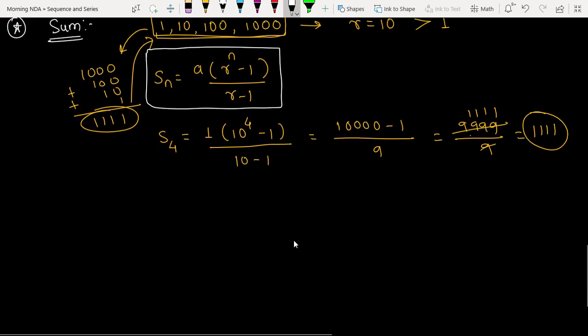If I ask you what is the addition of this GP till maybe 100 terms, so your n becomes 100 that time. So S100 is equals to 1 into 10 to the power 100 minus 1 upon 10 minus 1. I will take one more example.